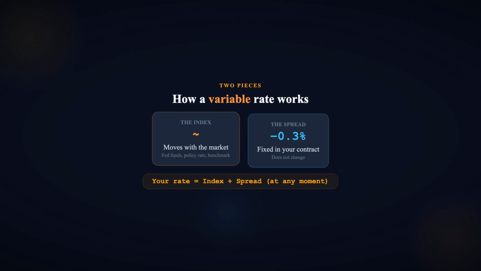Second, the spread. This is the fixed part. It is the margin the bank adds on top of or subtracts from the index. The spread is written into your contract. It does not change, so your effective rate at any moment equals the index plus or minus the spread. The key words are at any moment. Because the index moves, your rate moves. And because your rate moves, you cannot know in advance exactly how much interest you will earn or owe over the full life of the product. That uncertainty is what makes variable rates different from everything we have built so far.